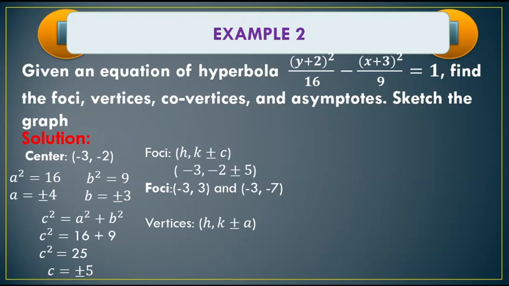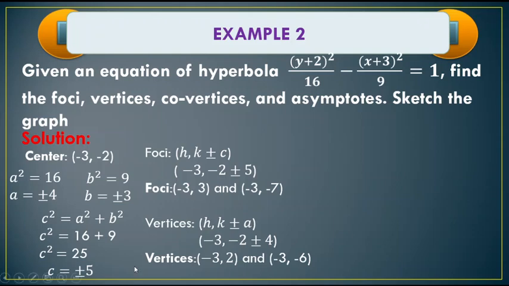Now, for the vertices, again, kuhanin natin yung value ni A. Lagi sila yung hinahanap natin: pag foci, kuhanin yung value ni C; pag vertices, kuhanin yung value ni A. Siya yung i-add, subtract natin kay K. So, substitute natin ngayon yung H, K, and then A. So, we have negative 3, comma, negative 2, plus or minus 4. And then the vertices now are negative 3, comma, 2, and negative 3, comma, negative 6.